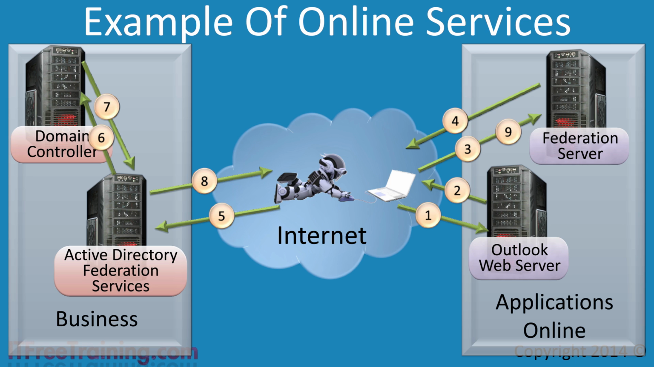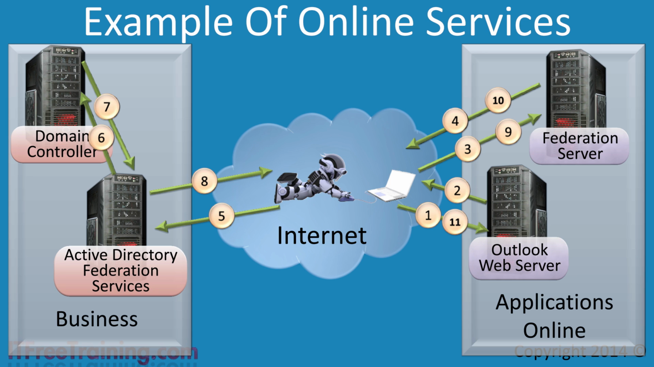If the Federation server is happy with the claim, it will allow it. The user can then contact the Outlook web server and gain access to their email. You can see how using a claim-based system like this allows separation of a service and authentication using standard web ports.